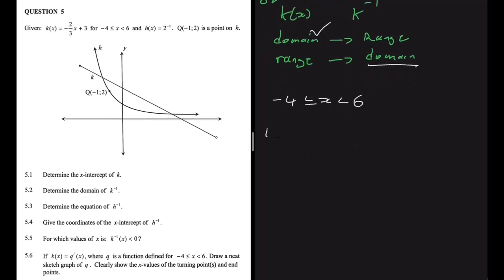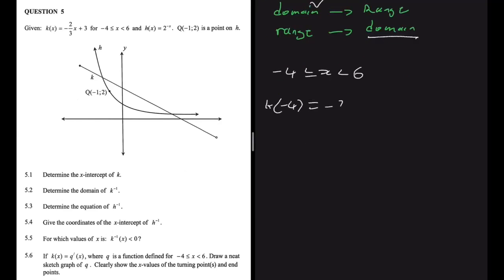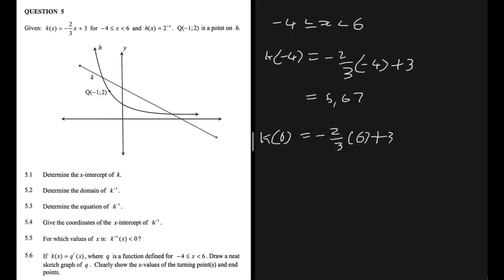So we're going to say that k of minus 4 is equal to minus 2 divided by 3 multiplied by minus 4, right? Plus 3. And this will be equal to 5.67. And then we have k, and then we substitute 6, we get minus 2 divided by 3 multiplied by 6 plus 3. And then if we put that in our calculators, we shall get minus 1.